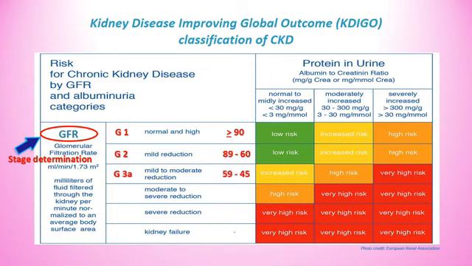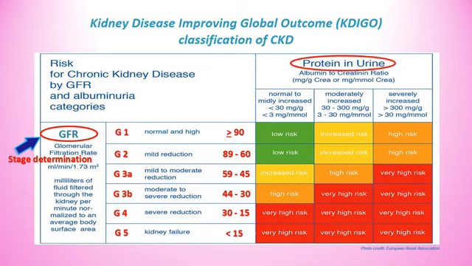59 to 45, mild to moderate reduction, stage 3A. 44 to 30, moderate to severe reduction, stage 3B. 30 to 15, severe reduction, stage 4. Less than 15, also known as kidney failure or end-stage renal disease, is stage 5.